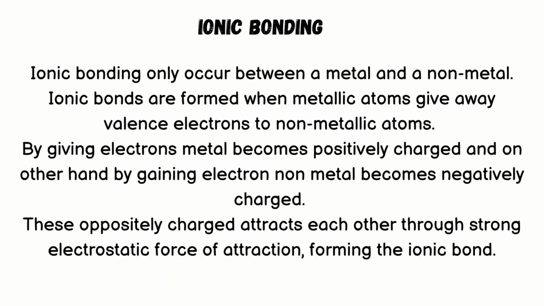What do you mean by ionic bonding? Ionic bonding only occurs between a metal and a nonmetal. Ionic bonds are formed when metallic atoms give away valence electrons to nonmetallic atoms. By giving electrons, the metal becomes positively charged, and on the other hand, by gaining electrons, the nonmetal becomes negatively charged. These oppositely charged ions attract each other through a strong electrostatic force of attraction, forming the ionic bond.